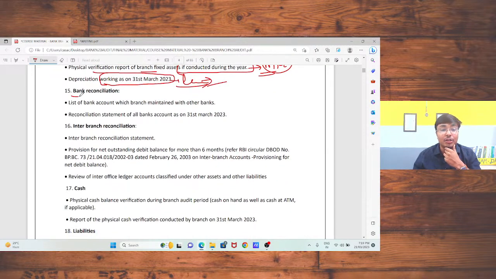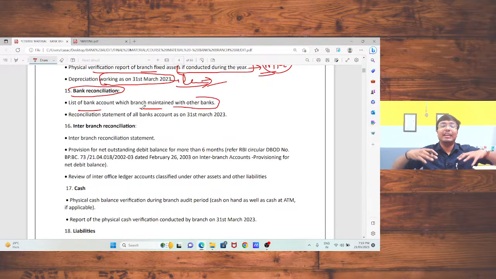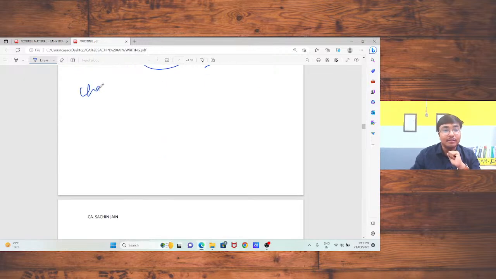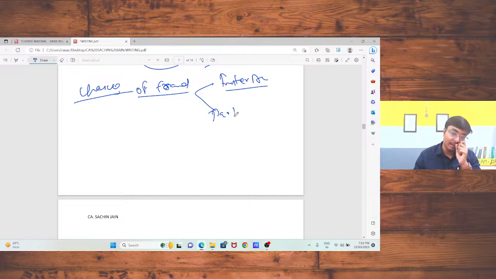Sir, bank reconciliation. List of bank accounts which the branch maintains with other banks. Suppose I got the bank audit of State Bank of India, and State Bank of India has accounts with other banks. We call these inter bank accounts. If you are doing the concurrent audit of branches, you know that inter bank accounts or parking accounts play a very important role in banking, because maximum chances of frauds are due to those internal accounts or parking accounts.